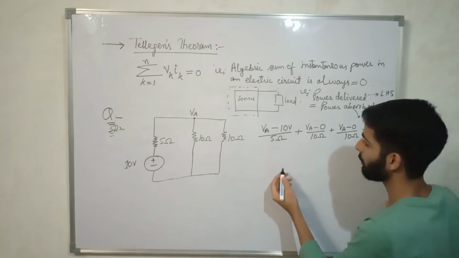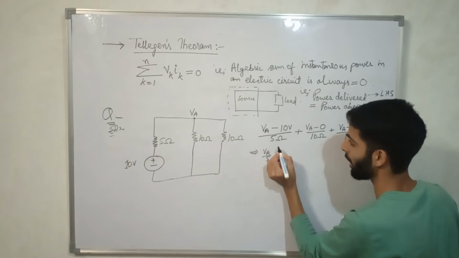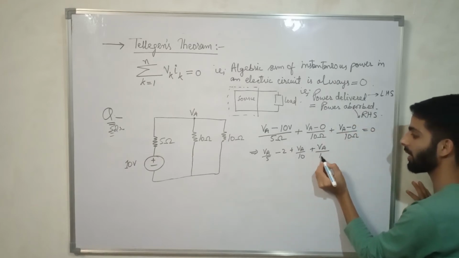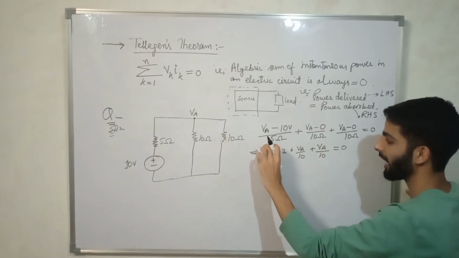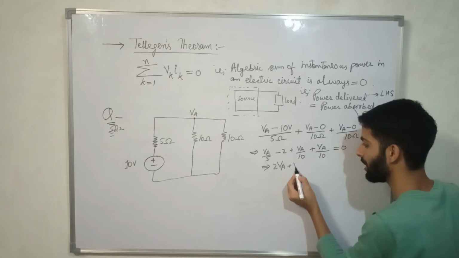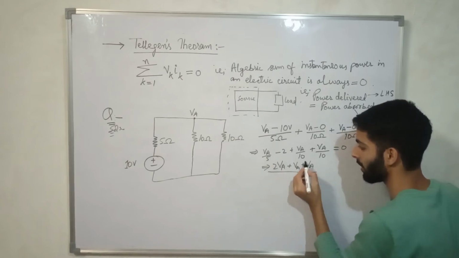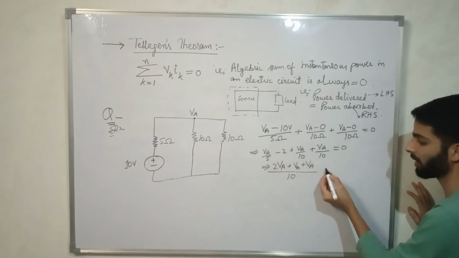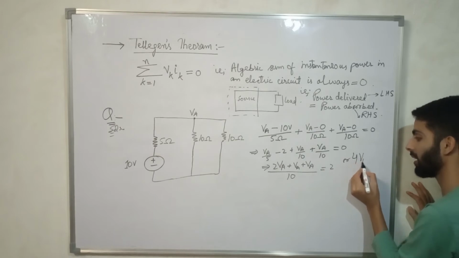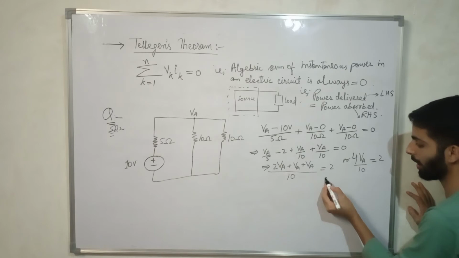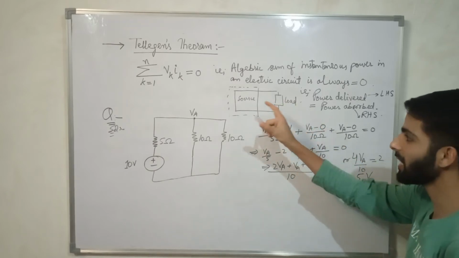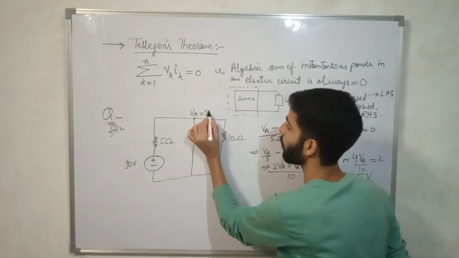So here we find VA upon 5 minus 10 upon 5, equal to VA upon 5 minus 2, plus VA upon 10 plus VA upon 10 equals 0. Taking the LCM, it becomes 2VA plus VA plus VA divided by 10, and the minus 2 goes across, equals 2. So 4 times VA upon 10 is equal to 2, or VA is equal to 20 divided by 4, 5 volt. So the voltage at this point is 5 volt.